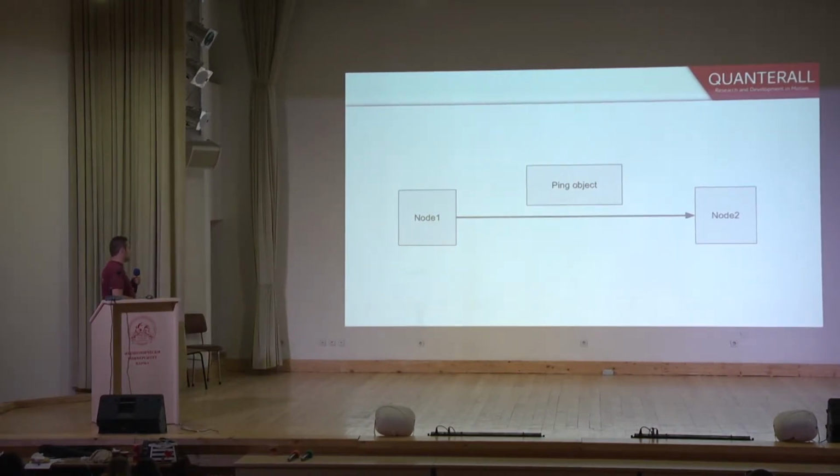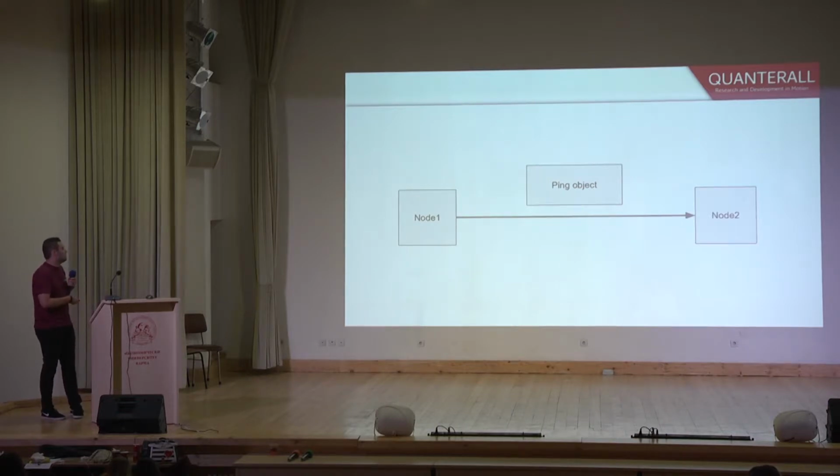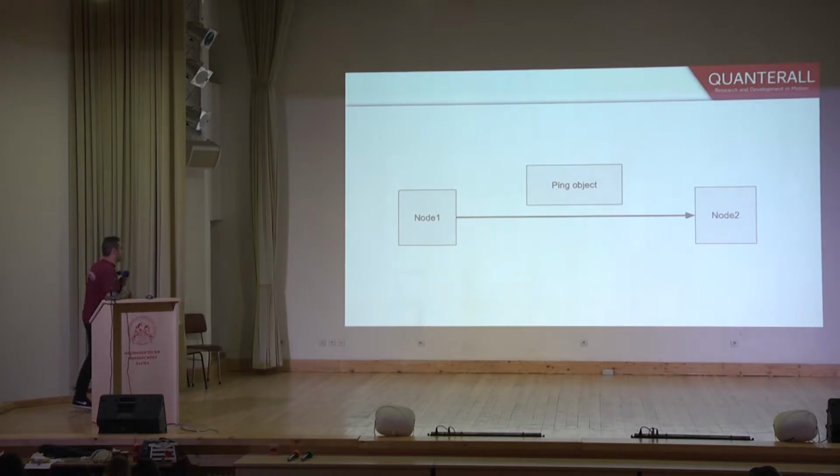So here's an example. How does the sync process work? Let's say node 1 wants to sync with node 2. The first thing after they connect to each other is to send a ping object. The ping object is actually a map with keys: genesis hash, best hash, difficulty, peers, share, and source.